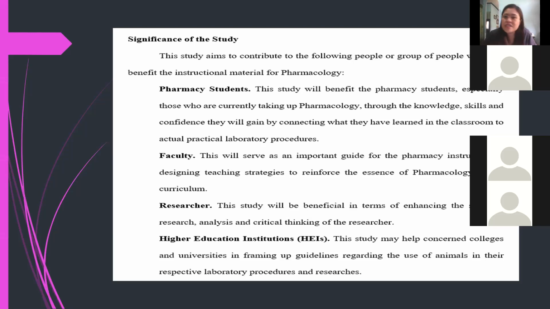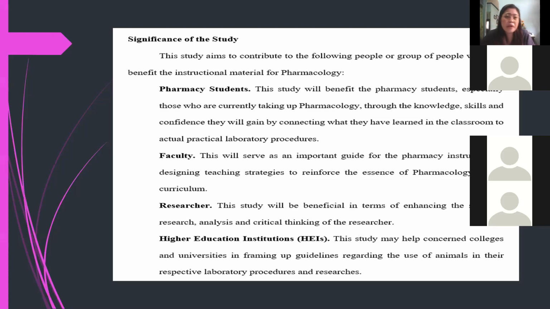So for example, this study will benefit the pharmacy students, especially those who are currently taking up pharmacology, through the knowledge, skills, and confidence they will gain by connecting what they have learned in the classroom to actual practical laboratory procedures. Kasi mao man siya akong ginahimo instructional material for the laboratory. So mag-benefit gid ang pharmacy student, number 1 din ha.